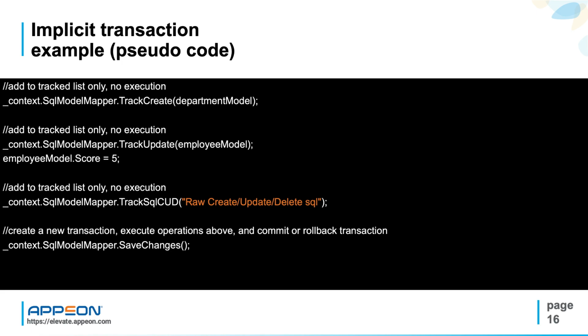So let's take a look at the implicit transaction pseudocode. The first line tracks the insert operations of the department table. It doesn't execute the operations until we call the SaveChanges method. The next line tracks the update operations of the employee table and applies a change to it, again without executing it yet. Then we can see an example of tracking embedded SQL statements. Finally, this is how we actually let the transaction commit or roll back any operation.